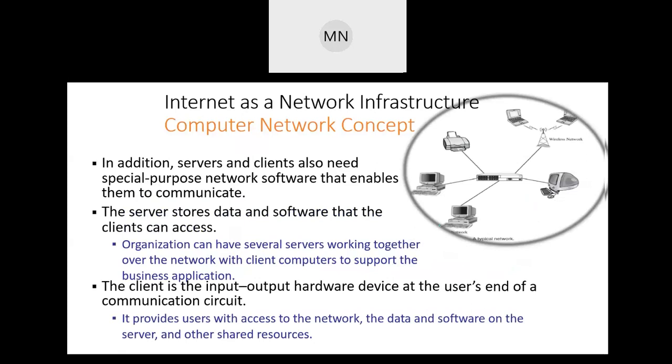And in a computer network, in addition, servers and clients also have special computer software that enables them to communicate. Servers and clients: the server stores the data and software that the clients can access. So servers are the systems used in a network which generally hold all the data and other required services, and those services are delivered to the clients on the request of the client. An organization can have several servers working together over the network, with client computers connected to support the business applications.